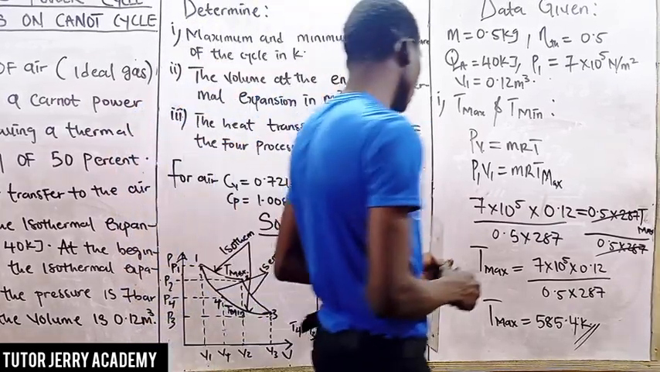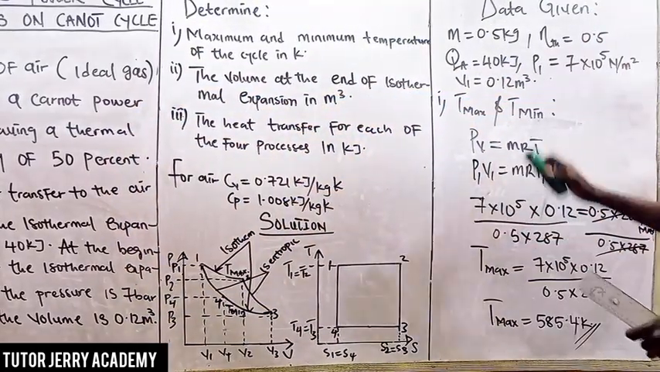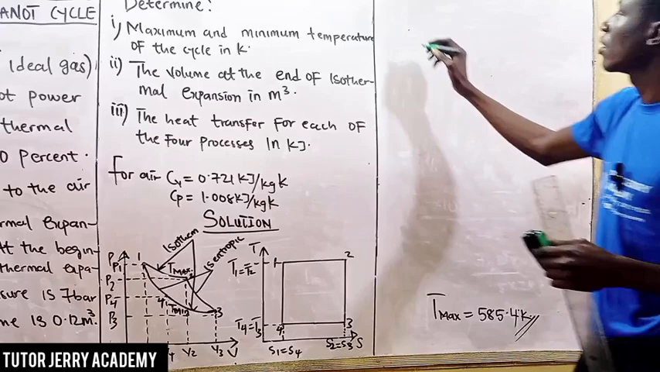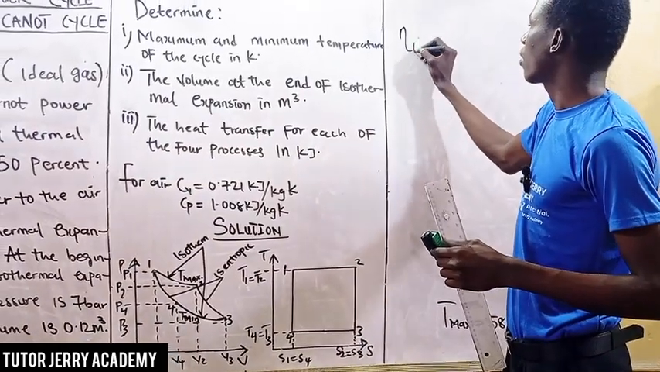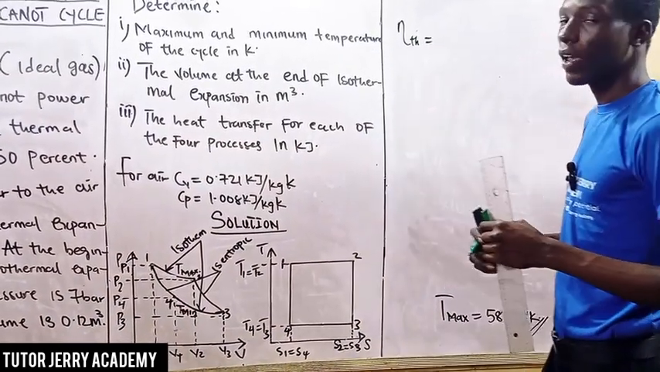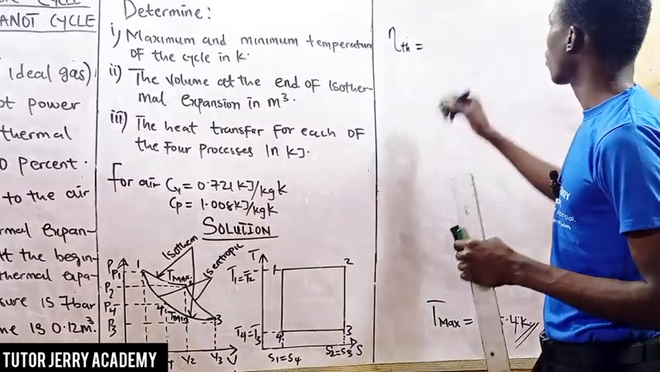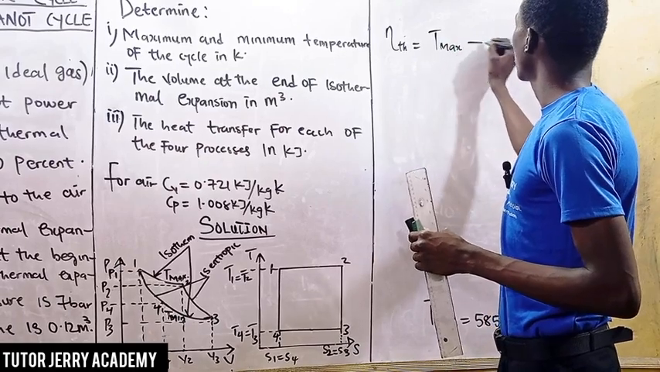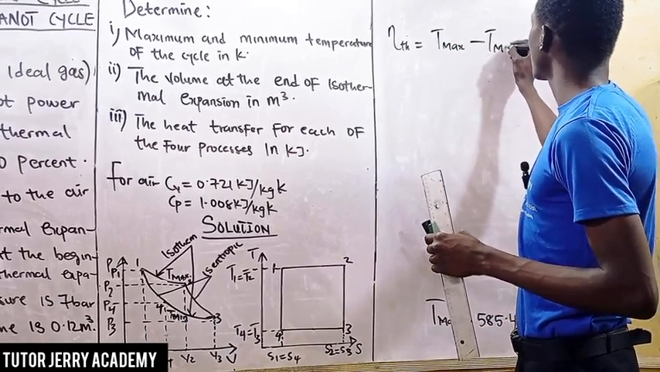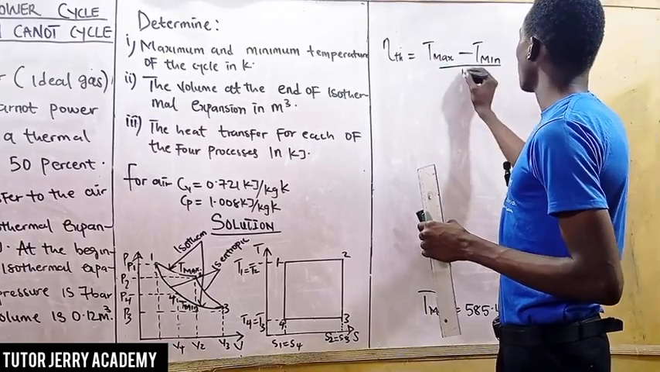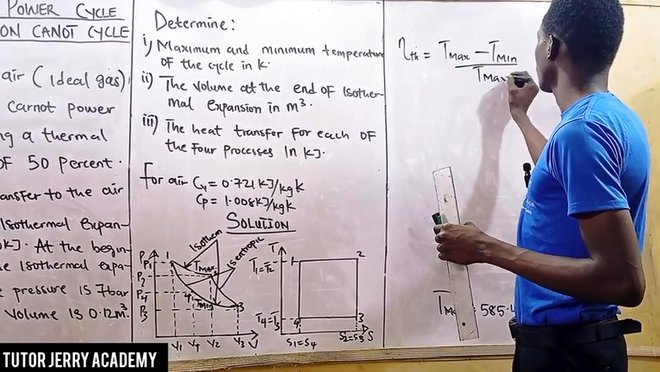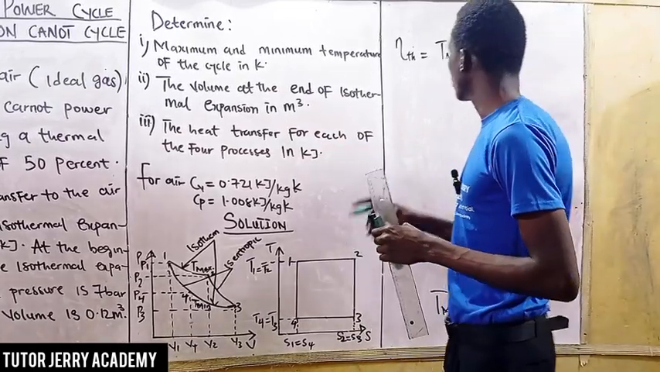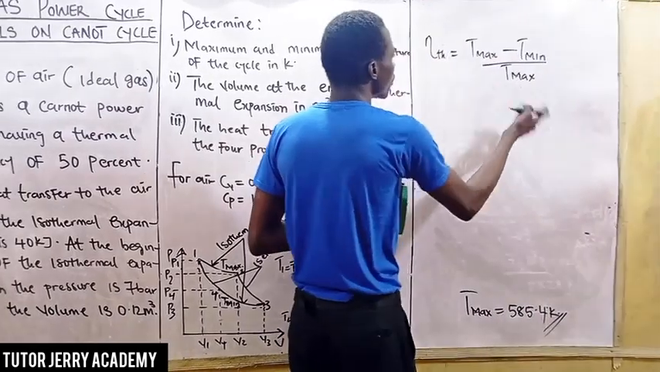Next, what do we do? We are going to be looking for our minimum temperature. So we are going to be using the formula for what? For efficiency, the thermal efficiency of a Carnot cycle. We know that it's nothing but our maximum temperature minus our minimum temperature all over our maximum temperature. We are given the efficiency to be 50%, so we are going to have 0.5.